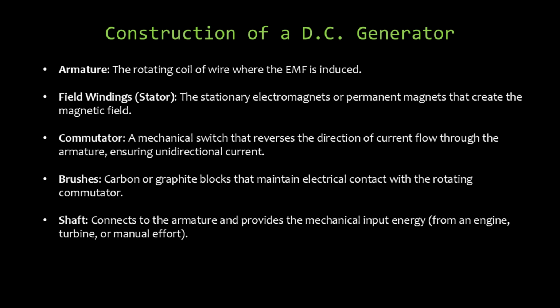The commutator acts as a mechanical switch, reversing current flow to ensure unidirectional output. Brushes, typically made of carbon or graphite, maintain electrical contact with the rotating commutator. Finally, the shaft connects to an external power source, providing the mechanical input energy that drives the entire system.